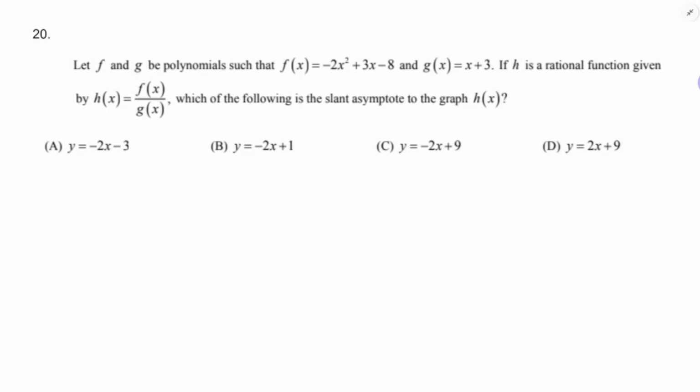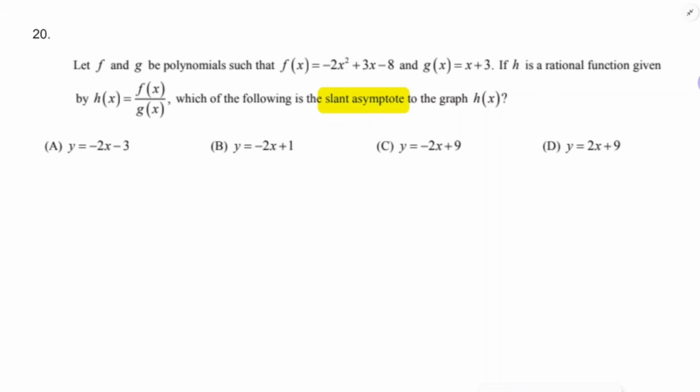Now we've got h of x equaling f of x divided by g of x. We're thinking about rational functions, which this is a slanted asymptote. If they say slant asymptote, we know that we probably have a situation where the degree of the numerator exceeds the degree of the denominator by exactly 1. F has to be 1 power higher than g. Yes, negative 2x squared versus x.